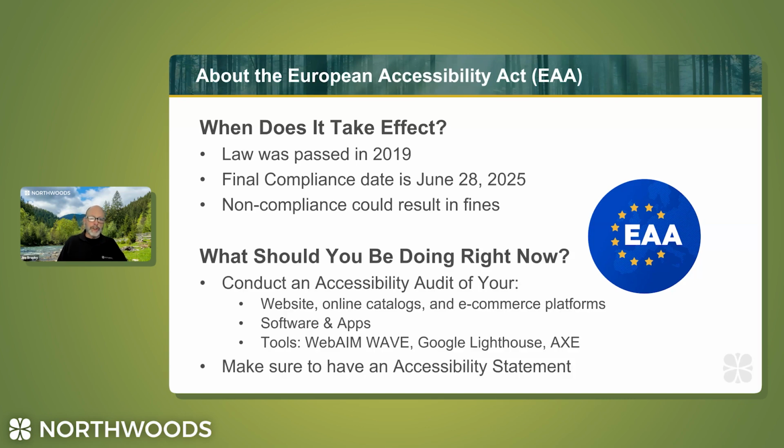So what should you be doing right now if you fit that criteria? Well, I would definitely conduct an accessibility audit of your website, your online catalogs, and your e-commerce platforms. Also take a look at your software and apps. And some of the tools that you can use for checking are tools such as WebAIM, Wave, Google Lighthouse, Axe, and Jenna is going to be showing some of these tools in action here in just a few moments.